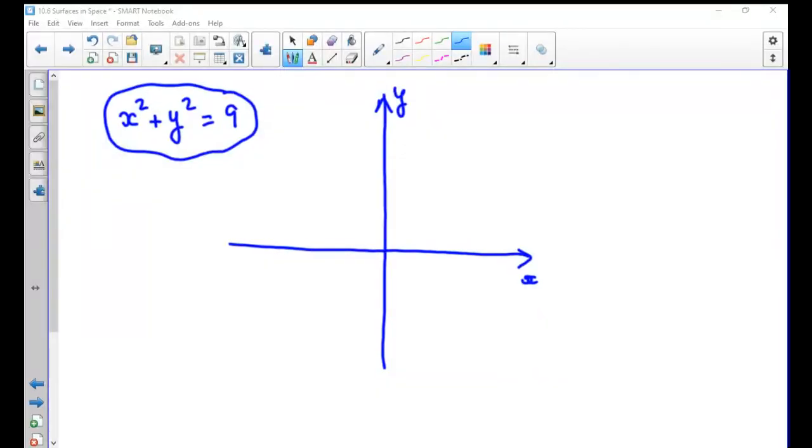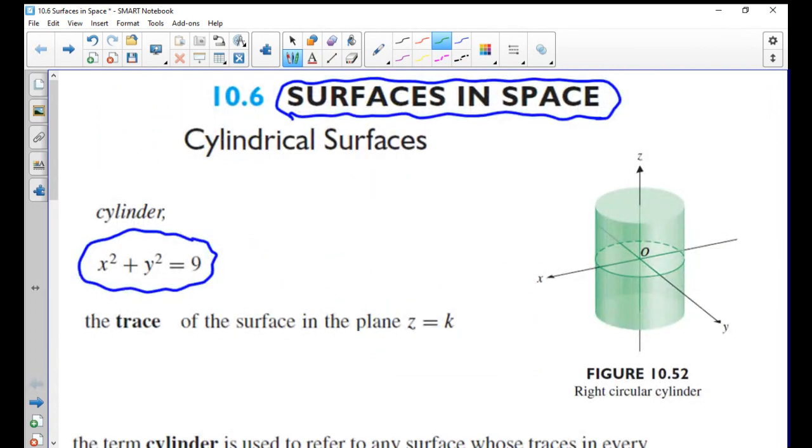Happens in 2 dimensions. So if I wanted to graph this, it will be a circle centered at 0, 0 with a radius of 3. So like this, minus 3, 3. Very simple. But what happens if we are in 3 dimensions?